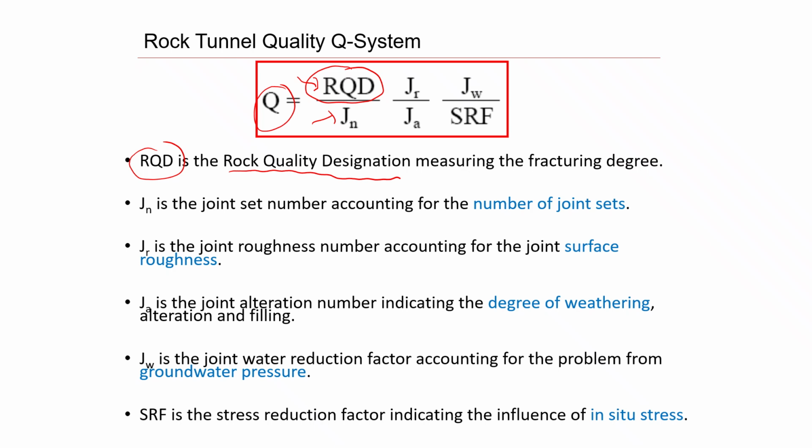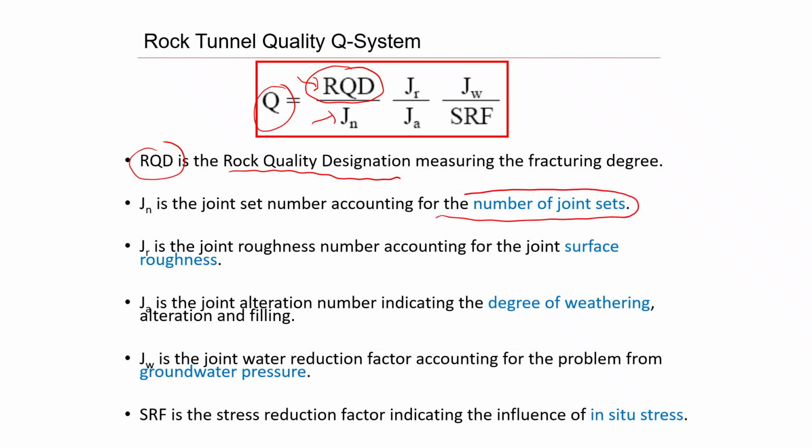I have a video on how to measure it. I'm going to put a link in the description of this video. Please check that one and see how we can measure RQD of the core samples, because this is a very important parameter. The next one is about the number of joint sets.